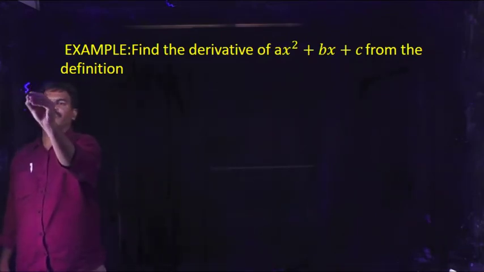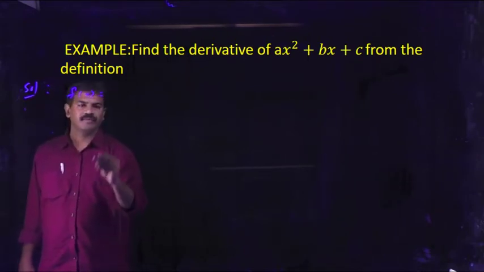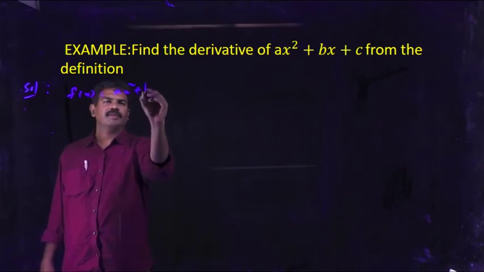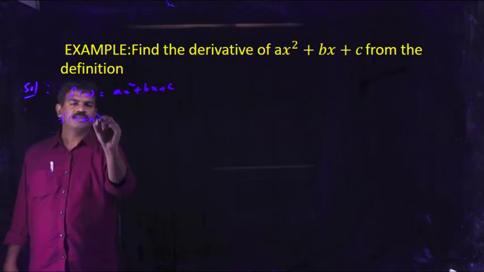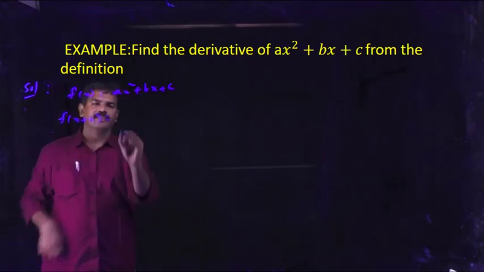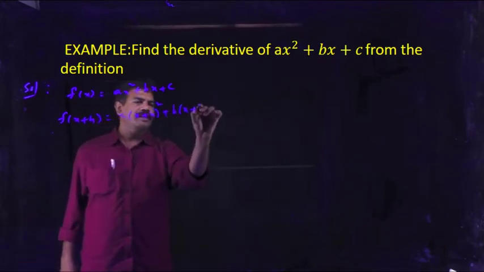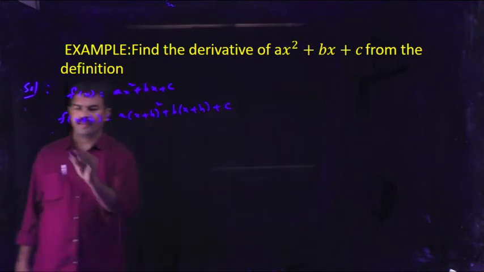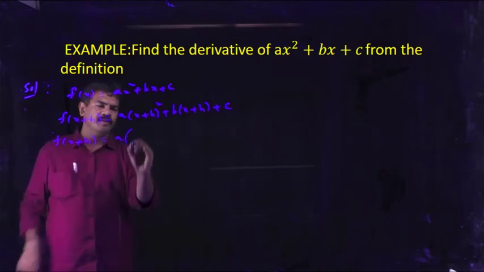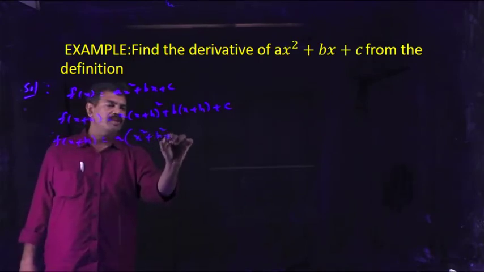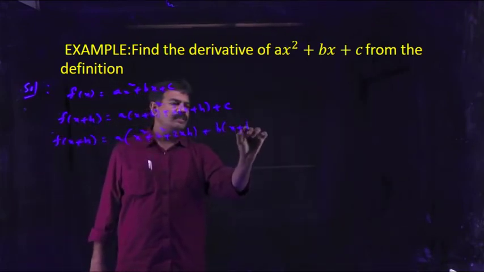The given function is f(x) = ax² + bx + c. We take f(x + h). In place of x, we write x + h: a(x + h)² + b(x + h) + c. So f(x + h) is equal to a times the expansion of (a + b)², which is a² + b² + 2ab, plus b(x + h) + c.